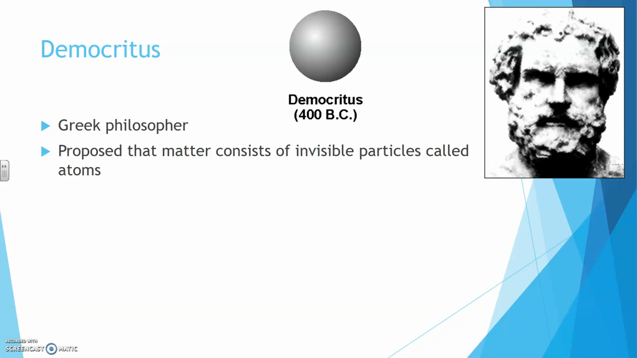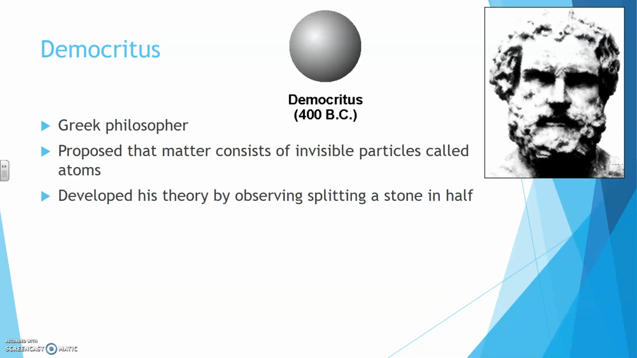So this is his model of an atom. Basically, it looks like just a ball of matter. He developed this theory by observing someone splitting a stone in half. His idea was, if you continue splitting it in half, eventually you're going to get to something that can't be split in half. And that's what he called an atom.